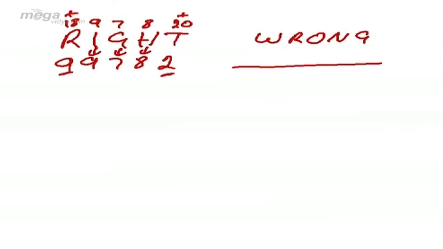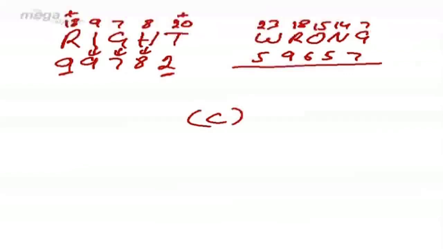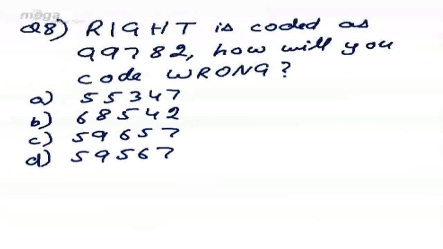For example, W's letter number is 23. 2 plus 3 is 5. R's letter number is 18. 1 and 8 is 9. O is 15. 1 plus 5 is 6. N is 14. 1 plus 4 is 5. G is 7. Therefore 7. Therefore our answer becomes 59657, which is given to us in C choice. Therefore answer to question number 8 is C.